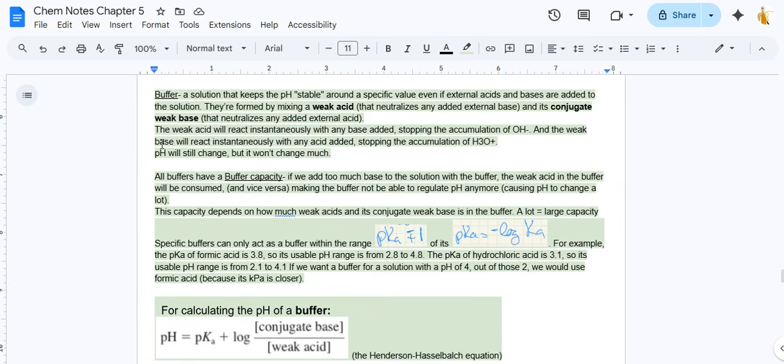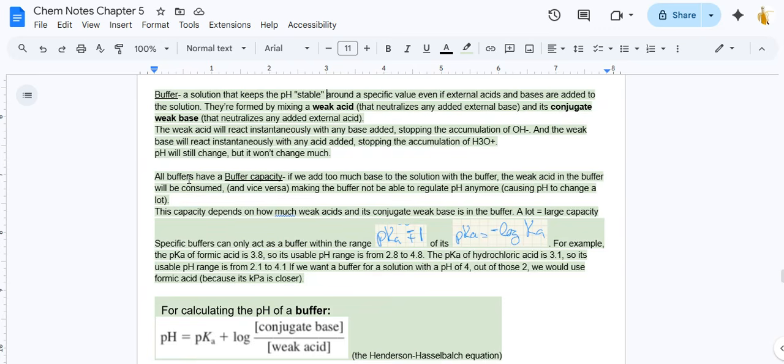The pH of a solution with a buffer in it can still change. It will still change when an external acid or base is added to it, but it won't change much because the buffer will keep it stable.